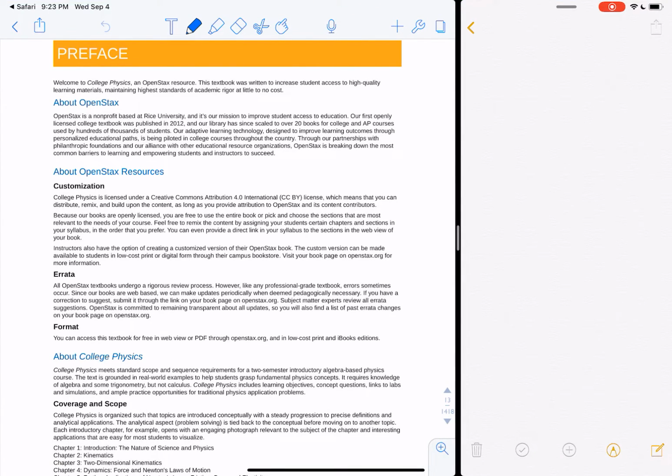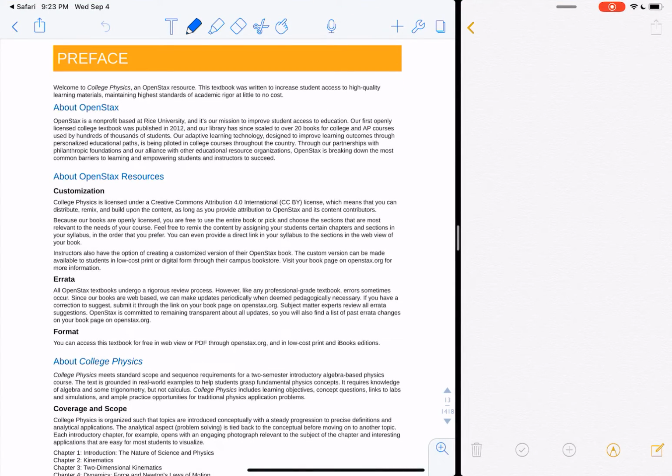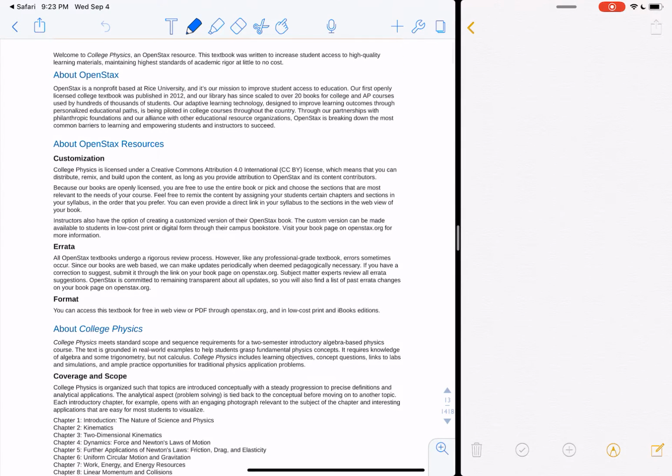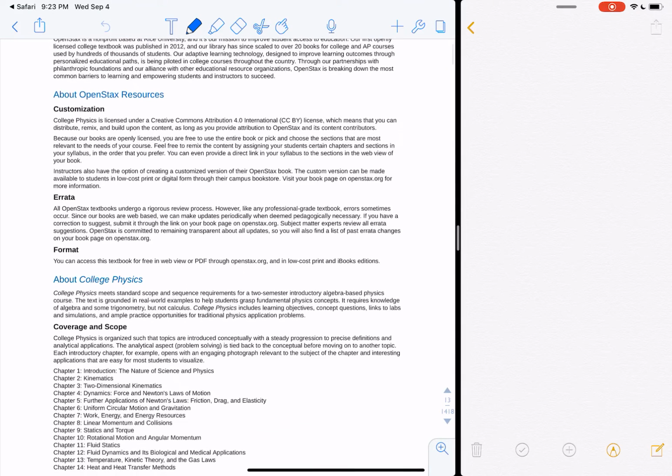All right, let's start talking about this OpenStax physics textbook. So this is the preface. It's the beginning. It's talking about OpenStax, a nonprofit based at Rice University that tries to get textbooks out there using technology and other things to help make education more affordable to folks.